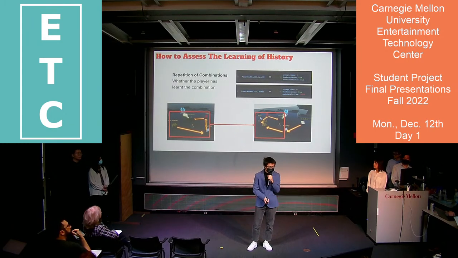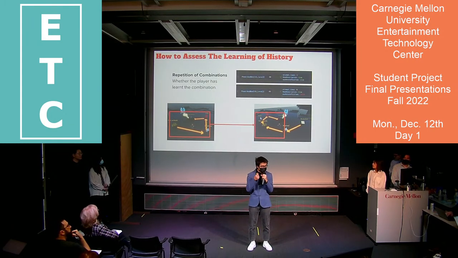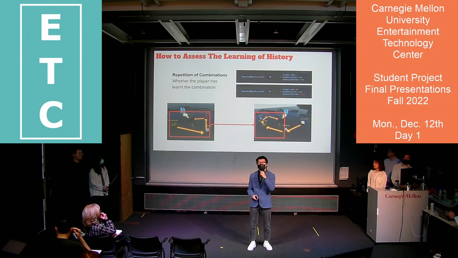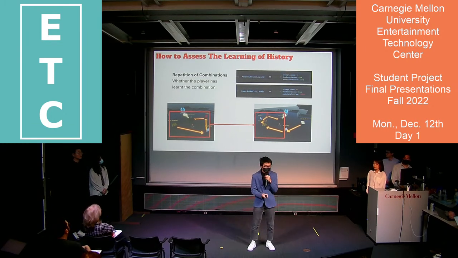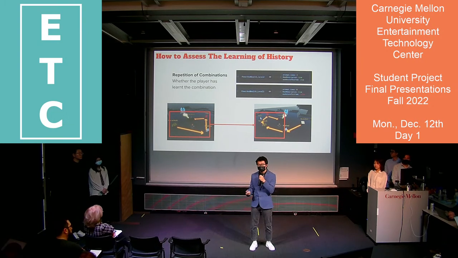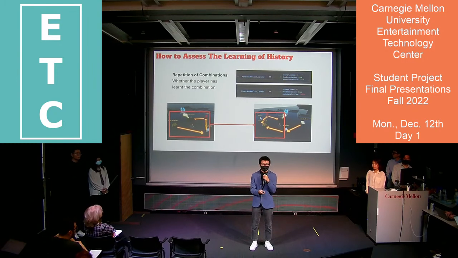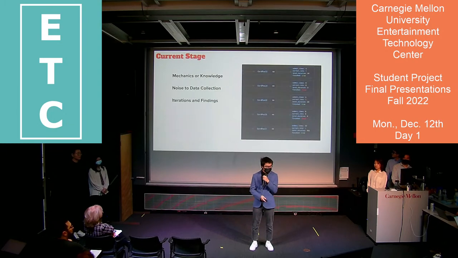So for the assessment of history, we're using repetition of combination as our key assessment method. We'll be showing the same connection multiple times. We use the first time as the educational, teaching process, and then we use the following times as the assessment process. So we check whether the player actually understands the concept by checking the consistency of how they're doing with the same connection and nodes.